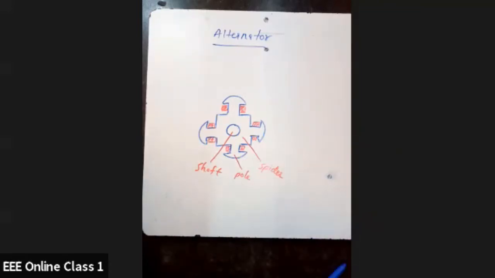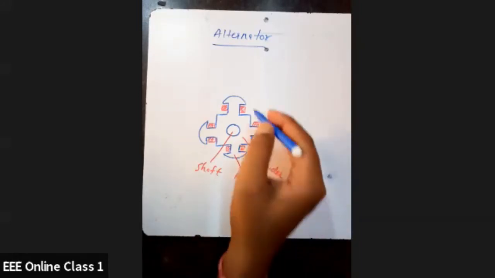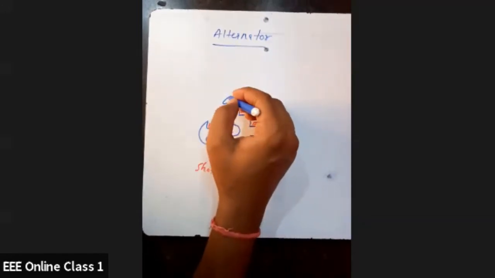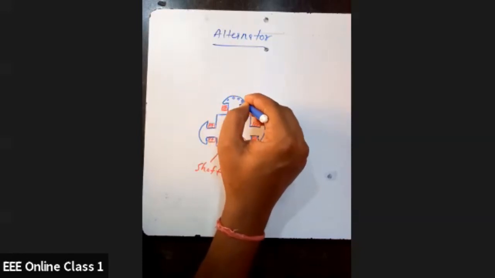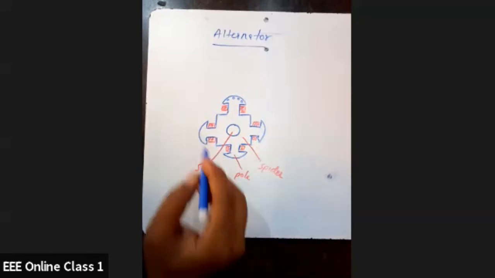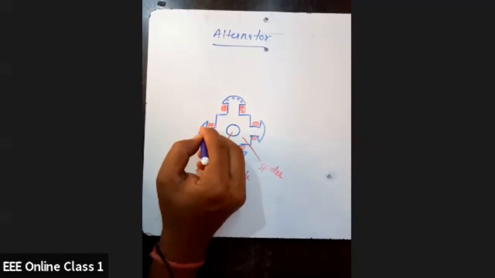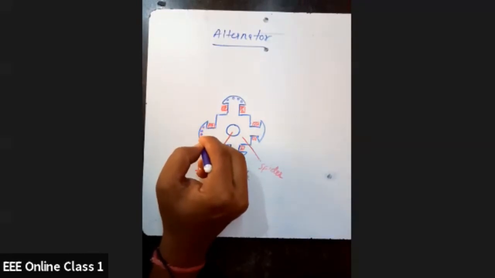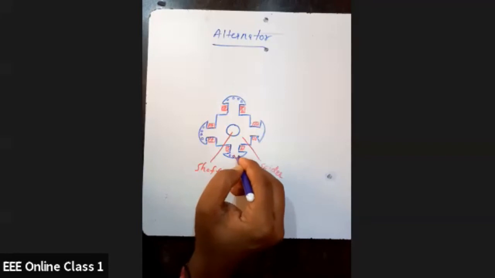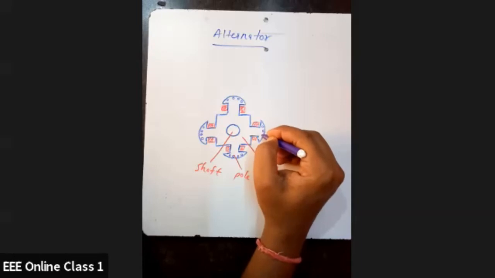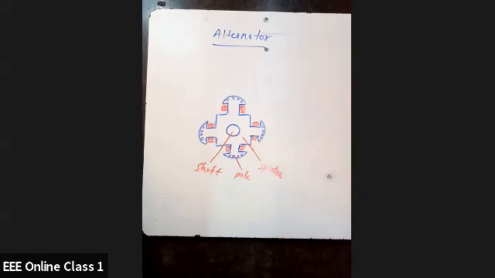And also we have damping rods or damping winding. So we can put some holes here. So this is for damping or damper winding purpose.